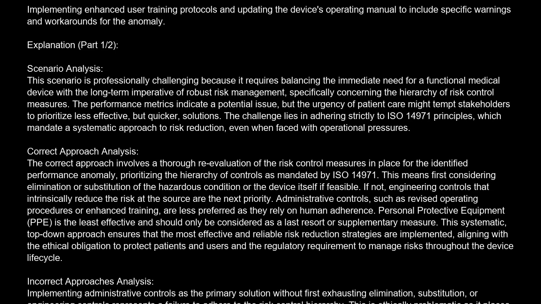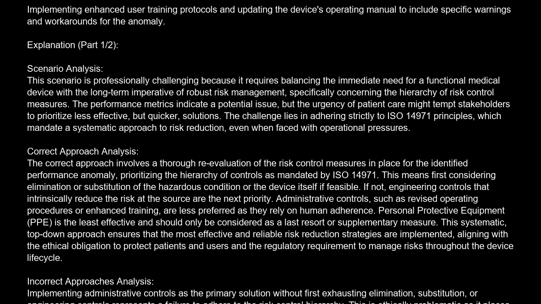Correct answer is D. Implementing enhanced user training protocols and updating the device's operating manual to include specific warnings and workarounds for the anomaly. Explanation. Scenario analysis. This scenario is professionally challenging because it requires balancing the immediate need for a functional medical device with the long-term imperative of robust risk management, specifically concerning the hierarchy of risk control measures.